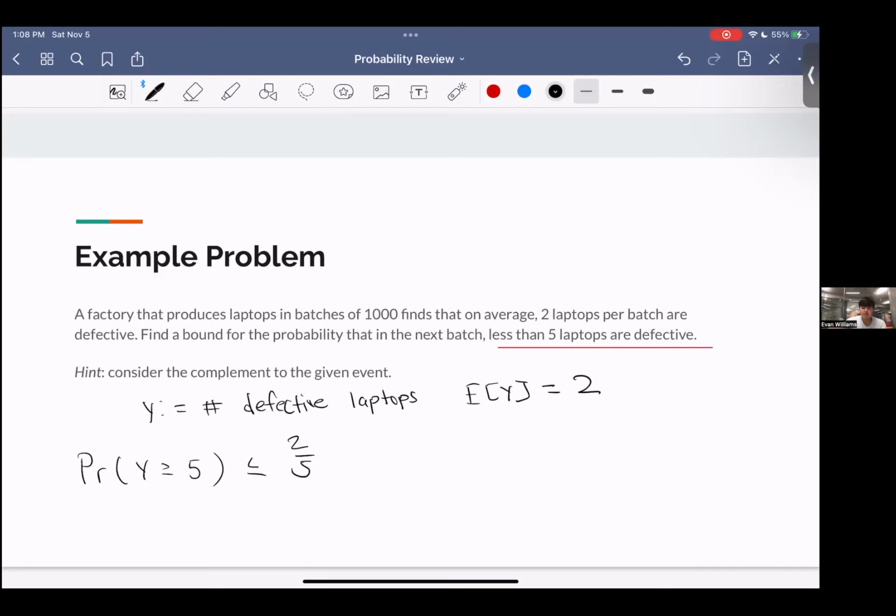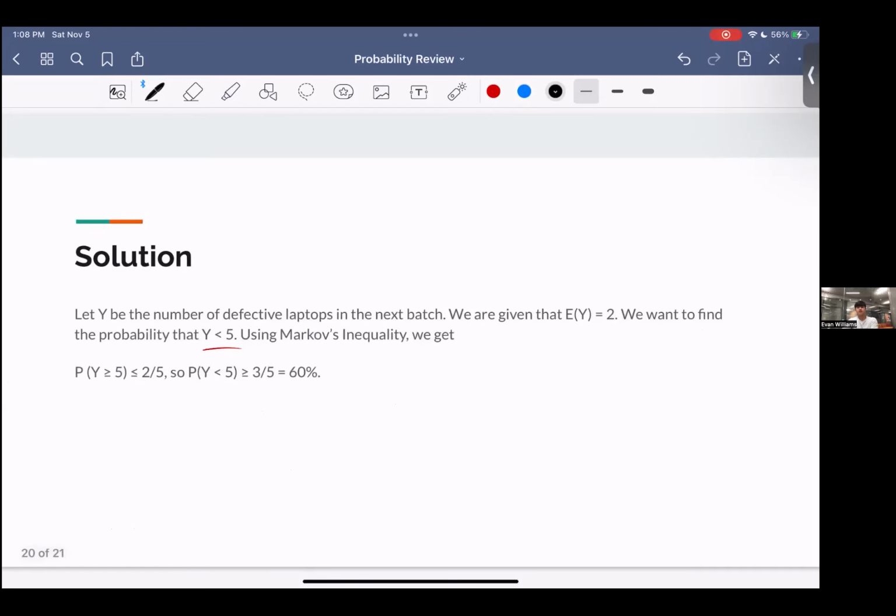So then we can take the complement of the event to find the probability that less than 5 laptops are defective. So the probability that less than 5 laptops are defective is going to be greater than or equal to 1 minus 2/5, which is equal to 3/5. And that's exactly the math we have here.